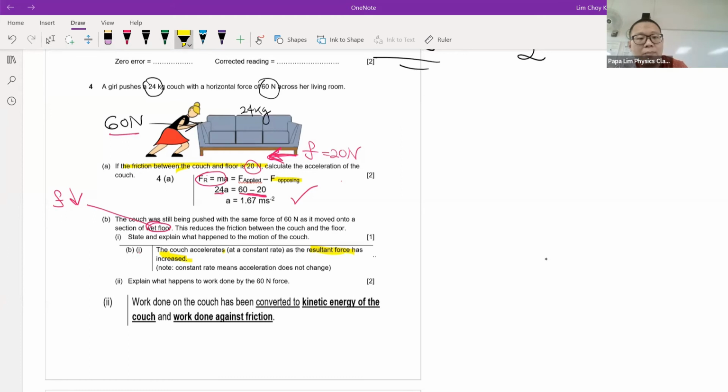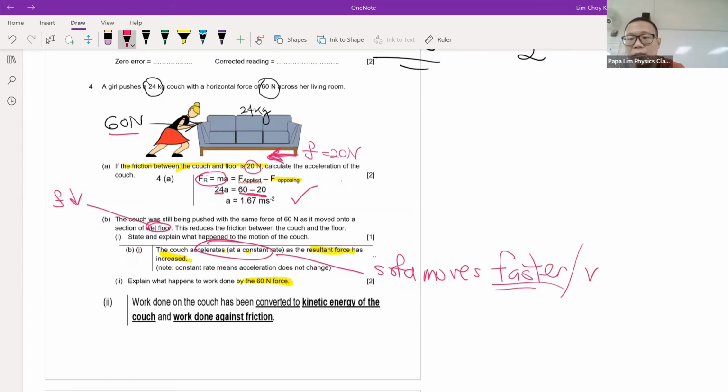Now, what happened to the work done by the 16 Newton? When I push the object, it gets faster and faster, because there is an acceleration here. The sofa is moving faster and faster. So the velocity increases, and when velocity increases, it automatically means the kinetic energy possessed by the sofa has increased.